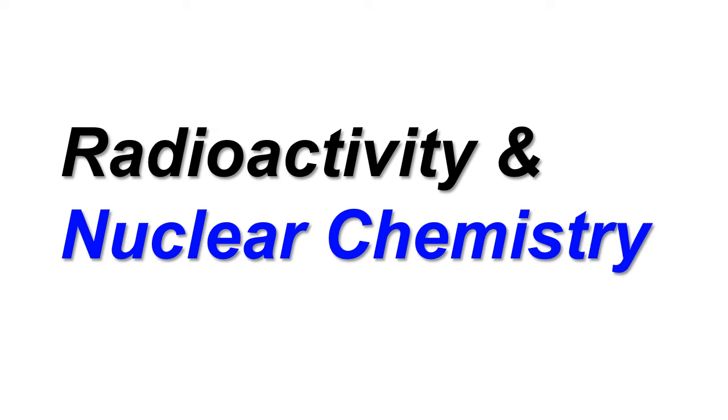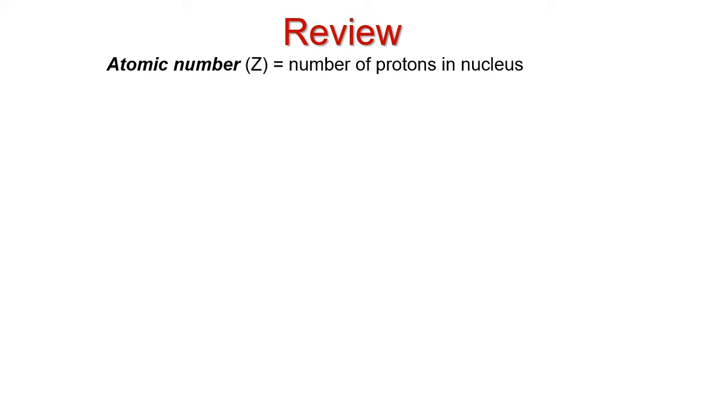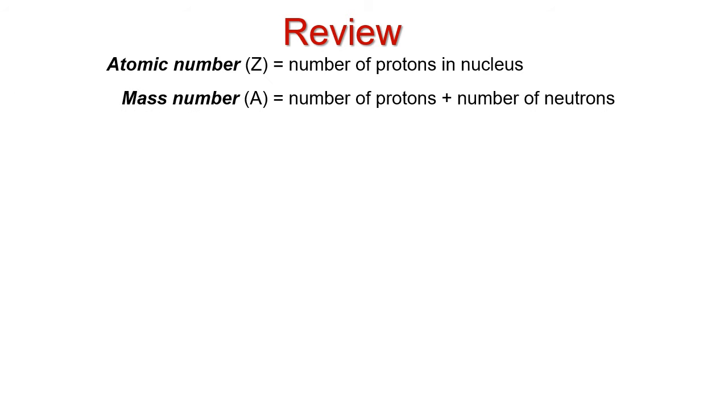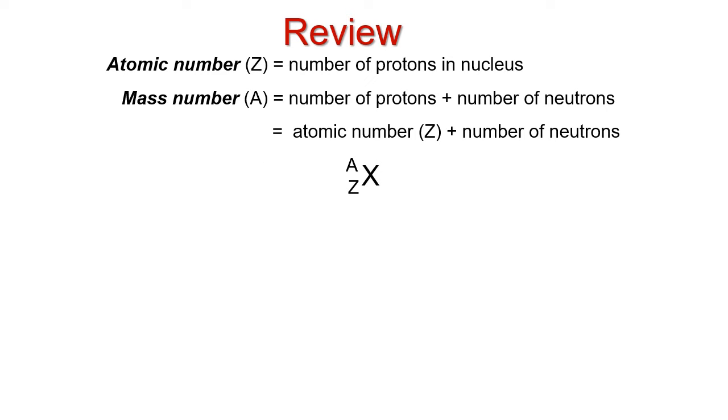A quick look at radioactivity and nuclear chemistry. Just a review from your Gen Chem class. Atomic number Z is the number of protons in the nucleus. Mass number is the number of protons plus the number of neutrons. Of course, it's a whole number. It's the same as atomic number plus number of neutrons.